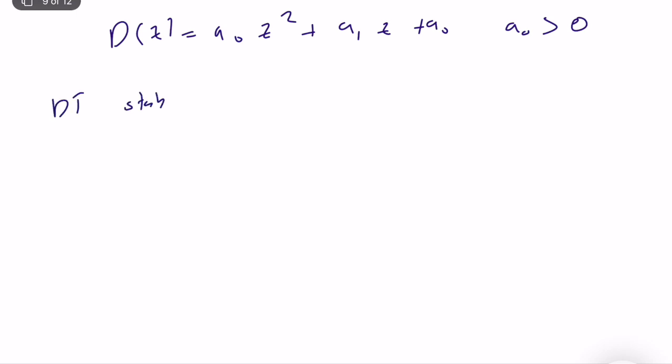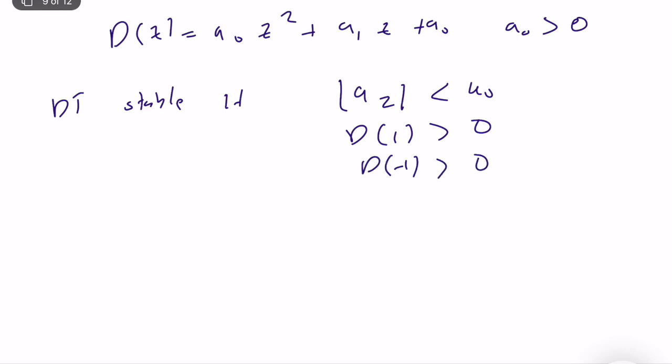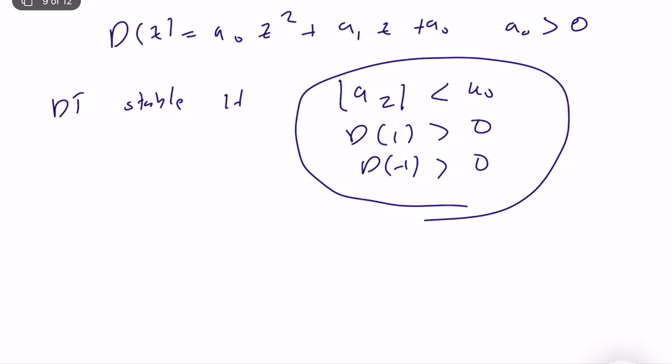Now if we summarize the result, it's very simple for second order systems. For D(z), which has the form of a0 z squared plus a1 z plus a2, and if a0 is larger than 0, which is an assumption, a discrete time system is stable if and only if we satisfy all of these conditions: a2 is less than a0, D(1) is greater than 0, D(-1) is greater than 0. That's it.